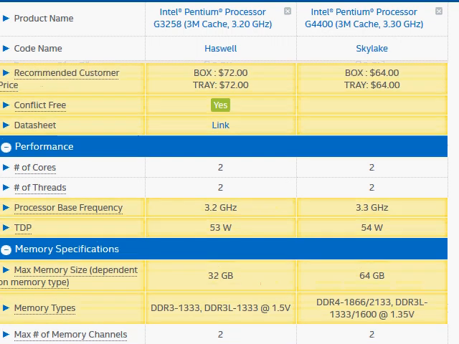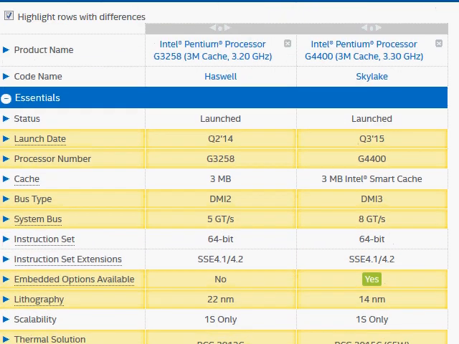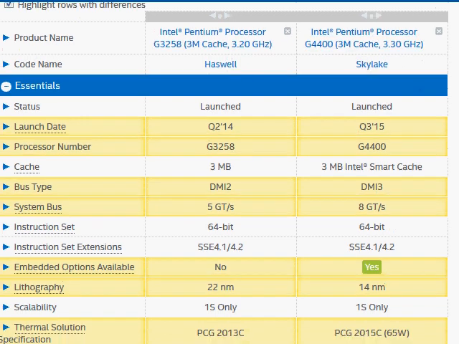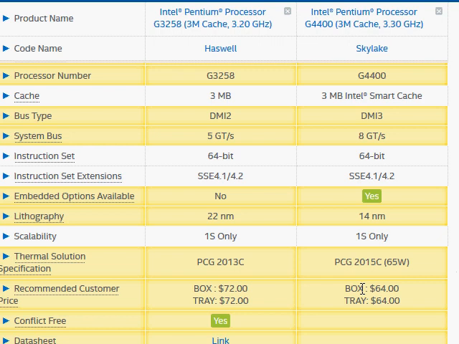So given all these parameters, it looks like the G4400 Skylake is a much better choice at this point in time for inexpensive system building.